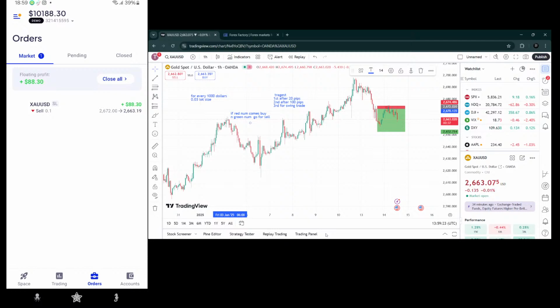And we are still in profits. Even what I will have left, it's almost $90.